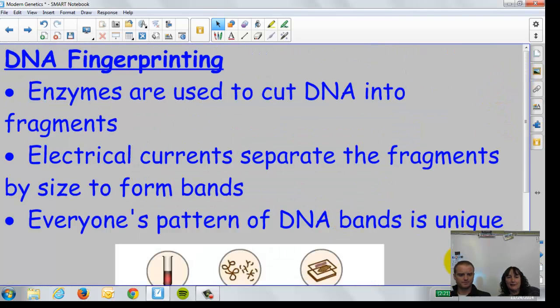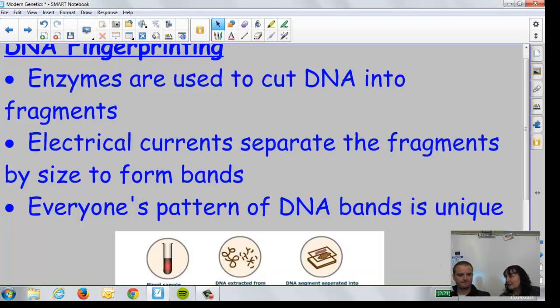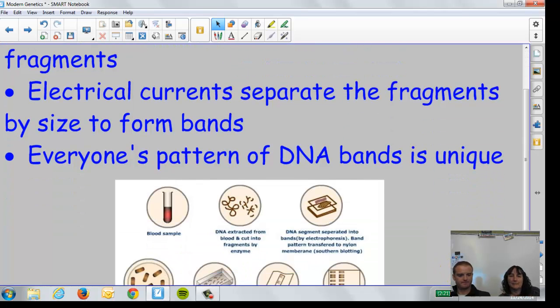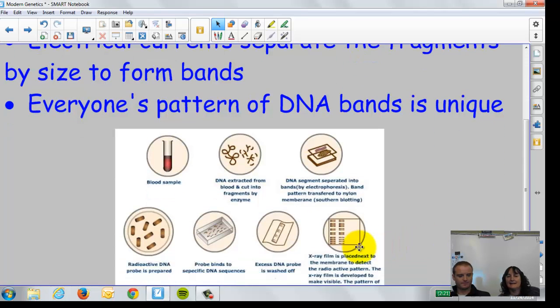And then there's DNA fingerprinting. And so you think about, you got your fingerprints, and everybody has different fingerprints. Yep. Everybody has DNA that's different. So they can actually take your DNA and cut it into little tiny fragments and use electrical currents that separate those little fragments, and it makes these little bands, and it creates a pattern, so everybody has a different pattern of their DNA. And this helps to solve crimes and stuff.